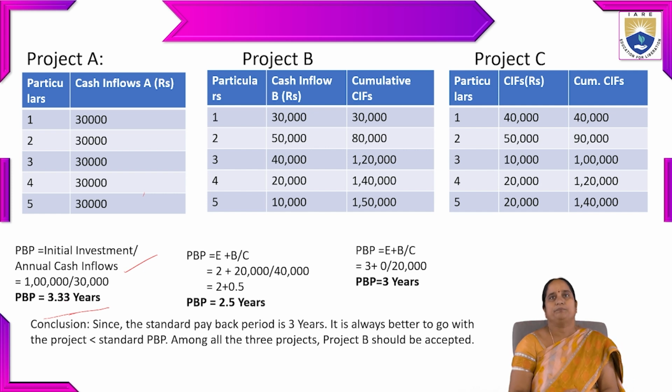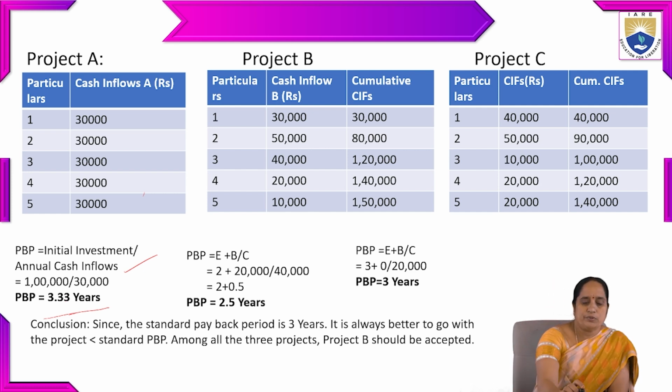Coming to project B, first year 30,000, second year 50,000, third year 40,000, fourth year 20,000, fifth year 10,000. So there is no uniformity among the cash inflows. As a result, here I am going to use another formula: payback period is equal to E plus B by C. If you want to find out payback period under uneven cash flows, we should consider cumulative cash flows. First year 30, 30 plus 50, 80,000, 80 plus 40, 1 lakh 20, 1 lakh 20 plus 20, 1 lakh 40 plus 10, 1 lakh 50.